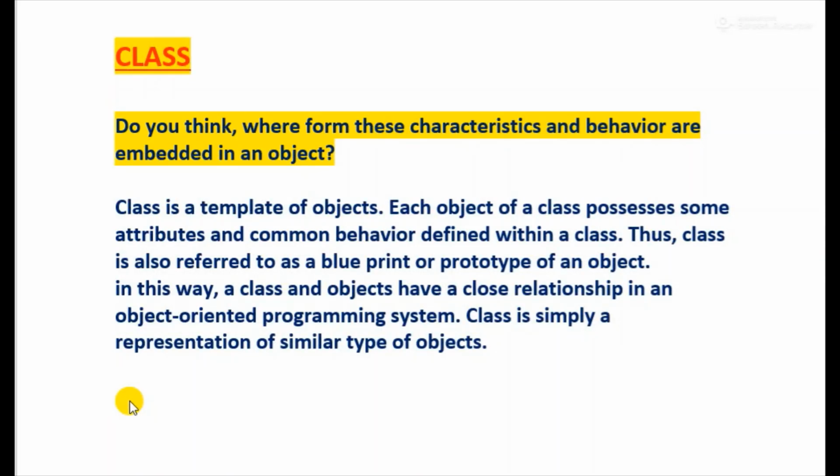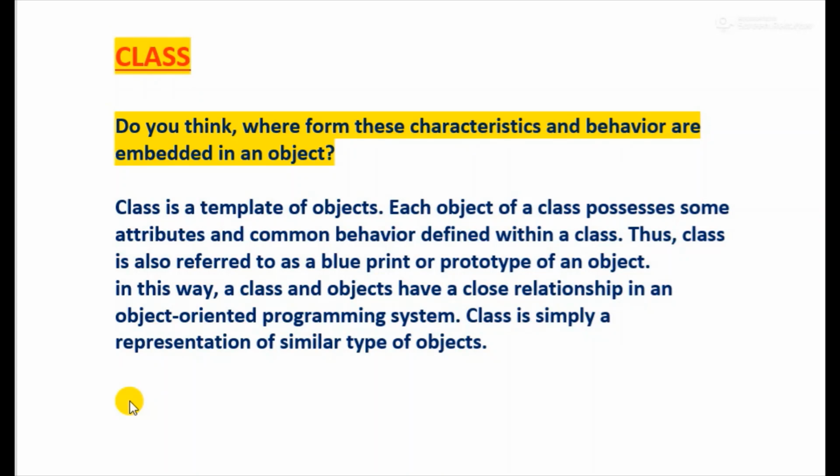The next elementary concept of object oriented programming is class. Now the question is, what is class and what is the purpose of class? We all know that an object is a unique entity that contains some characteristics and behavior. Where do you think these characteristics and behavior are embedded in an object from? The answer is, it is done with the help of a class.